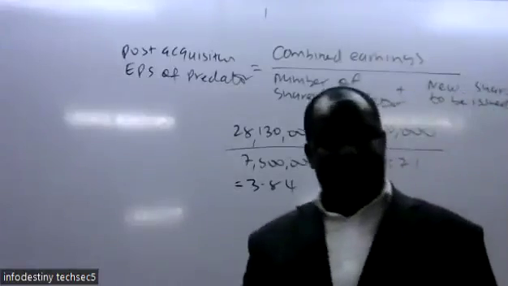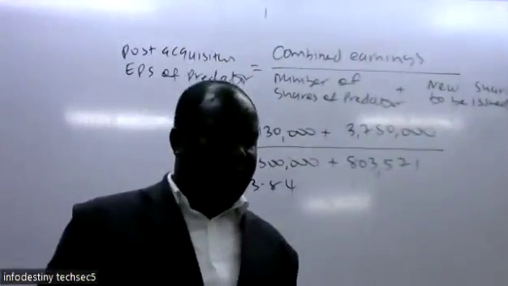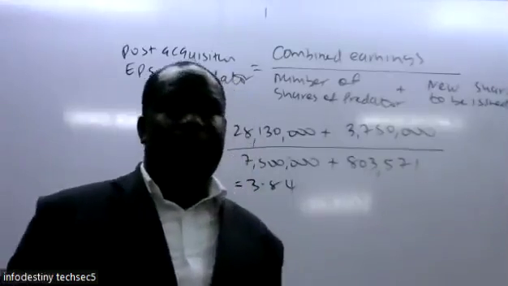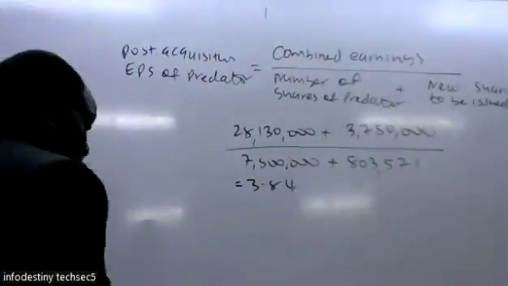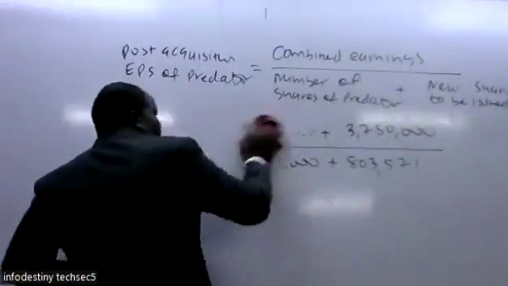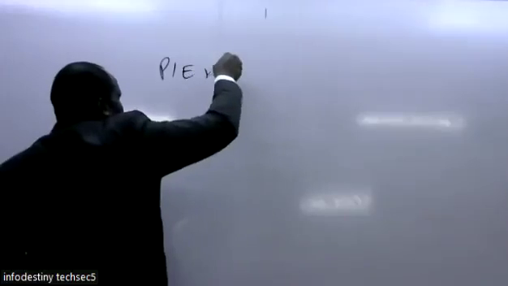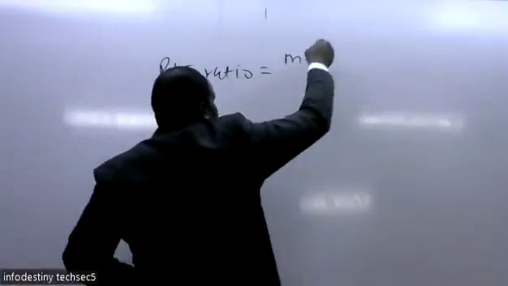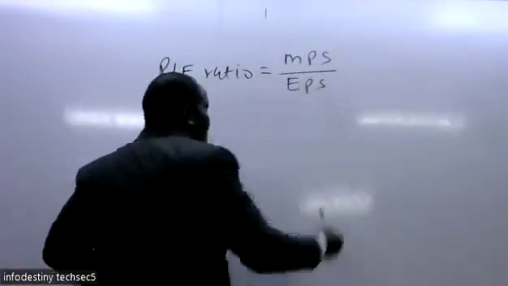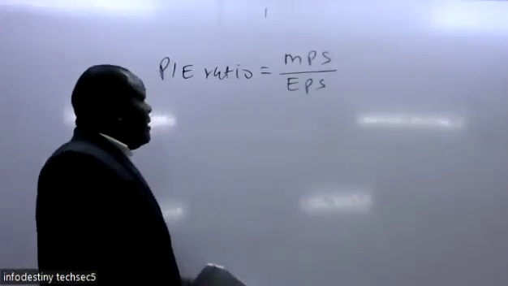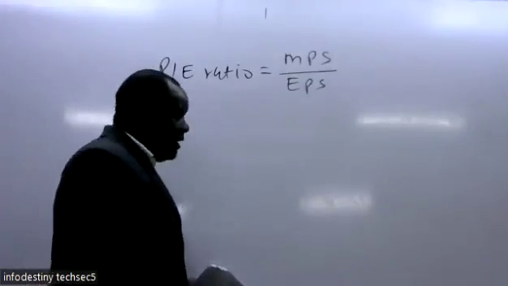If the price earning ratio of Songo drops to 12 times after the acquisition, determine the firm's post acquisition market price per share. So the concept there is the price earning ratio. The price earning ratio is given by market price per share divided by the earnings per share.